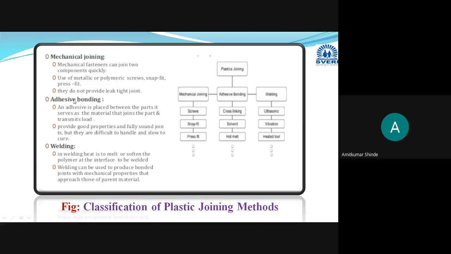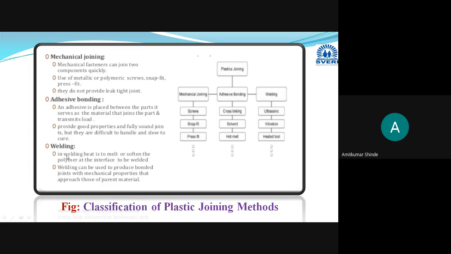That is termed as adhesive bonding. In mechanical joining, we are using some screw arrangement or snap fit or press fit arrangement to join the different plastic parts. In adhesive bonding, we are joining these two parts with the help of one adhesive material.